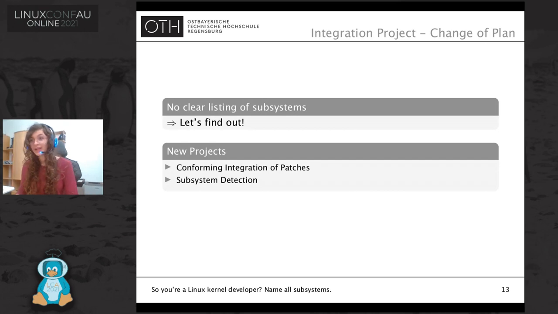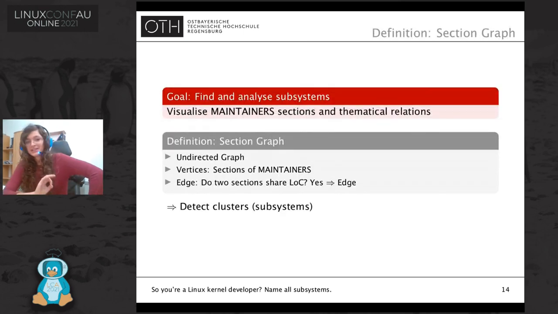But not to get off track here, our goal is still to find and analyze subsystems. And how we wanted to achieve that was to try to visualize the maintainer sections based on thematical relations and see what we can find there. And the thing about visualizing relations between things is that it's probably a good idea to start with graphs, because graphs are a good way to visualize that sort of stuff.